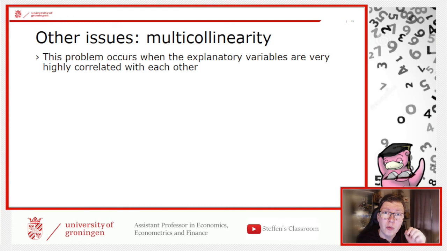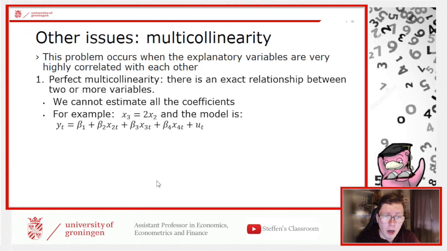Going on to this one here, multicollinearity, what is it? It comes in two flavors. It comes in a problem flavor and a less problematic flavor, let's call it like that. It's also known as perfect multicollinearity and near perfect multicollinearity. Let's start with the perfect one. That is that there exists an exact relationship between two or more variables in your model. I give an example here.